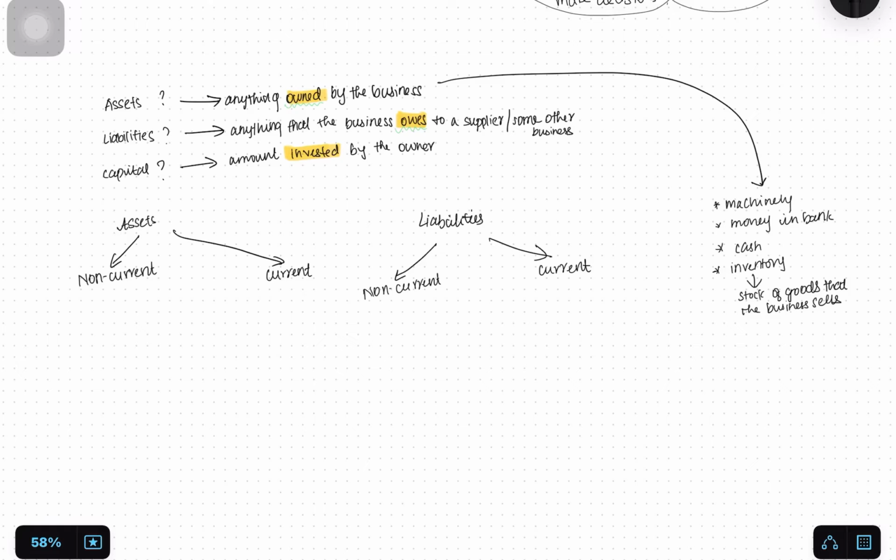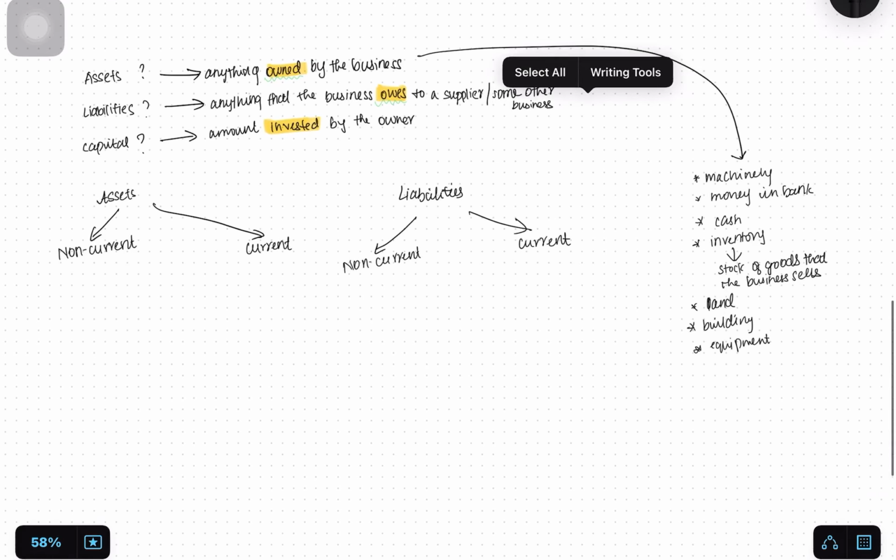Okay, or it can even be land or building or equipment. Okay, so let's move on to.